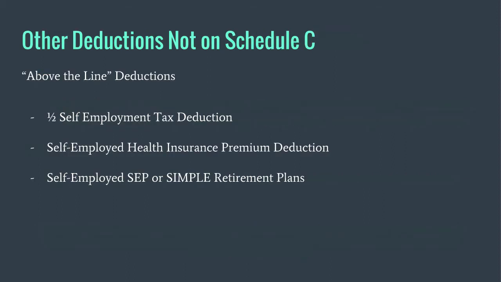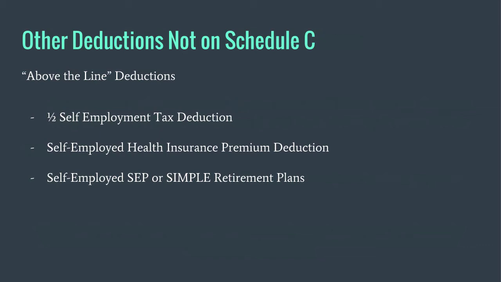And then there are a few other deductions that are for sole proprietors, for self-employed, that don't go on Schedule C. They go directly onto your 1040. These are often referred to as above the line deductions. So these are before you take your regular standard deduction and other things. So the first one is one half of your self-employment tax deduction.